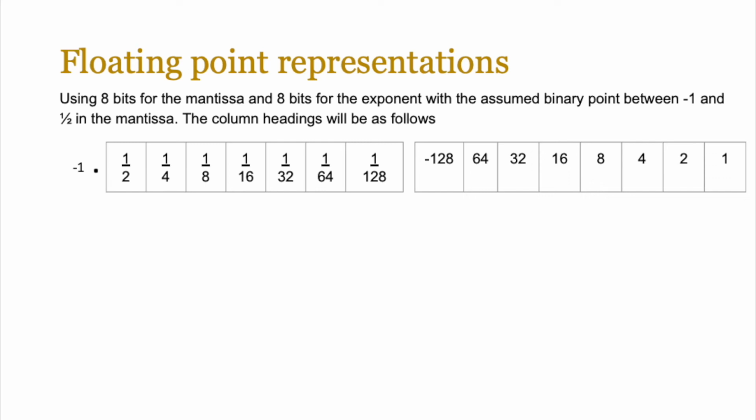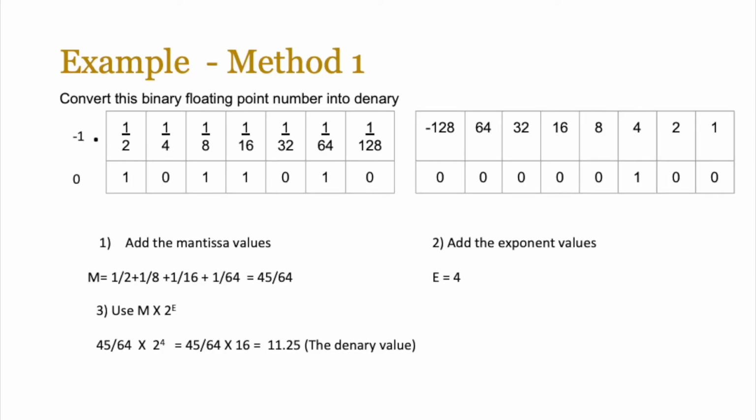When you look at the exponent, you can start from the right-hand side and put in 1, 2, 4, 8, 16, 32, 64, and then the final value will include the sign bit, so it becomes -128. And that's the general principle for the headings. Now let's use these to convert this particular binary floating point number into denary.